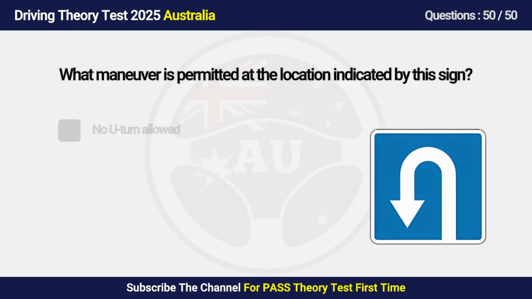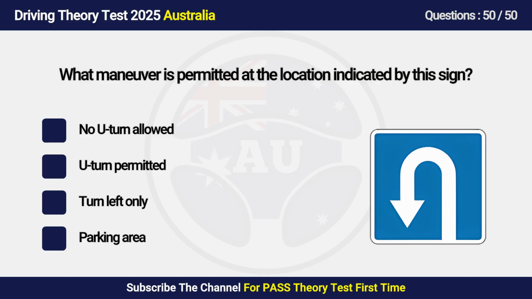Question 50. What maneuver is permitted at the location by this sign? A, no U-turn allowed, B, U-turn permitted, C, turn left only, D, parking area.